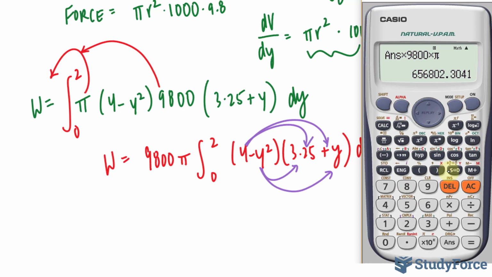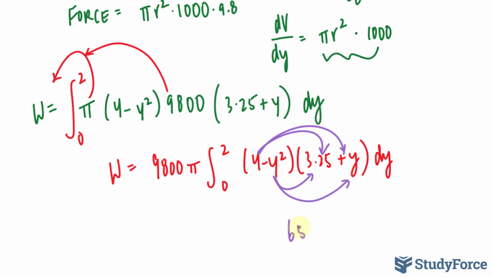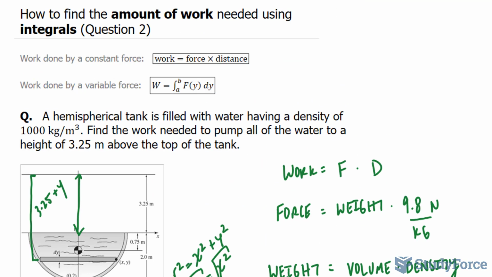Because we have three significant digits that we're working with, 3.25, and everything after this 6 is insignificant, we have 657,000 newtons times meters is equal to the amount of work. And so there you have it. That is how to find the amount of work needed using integrals.